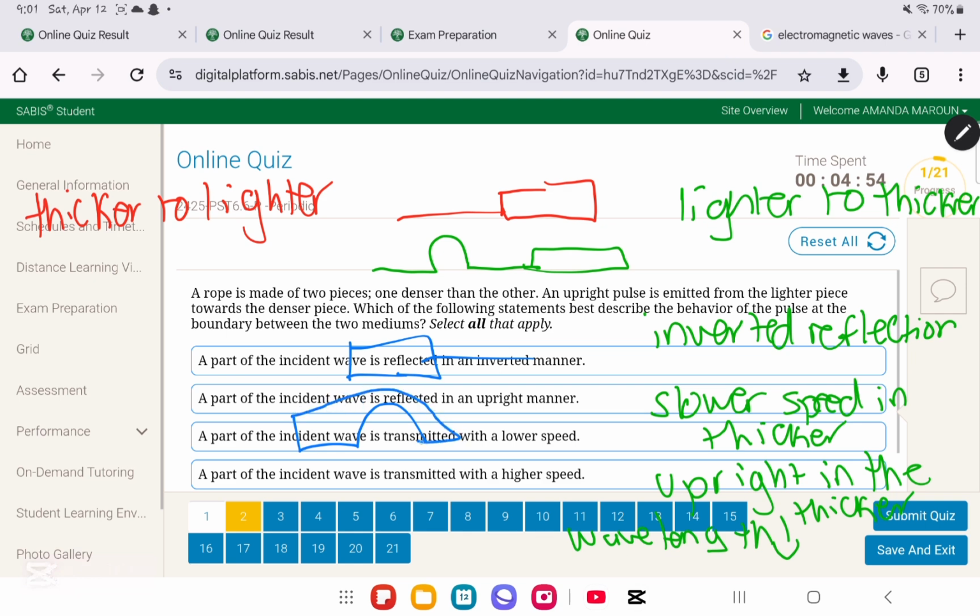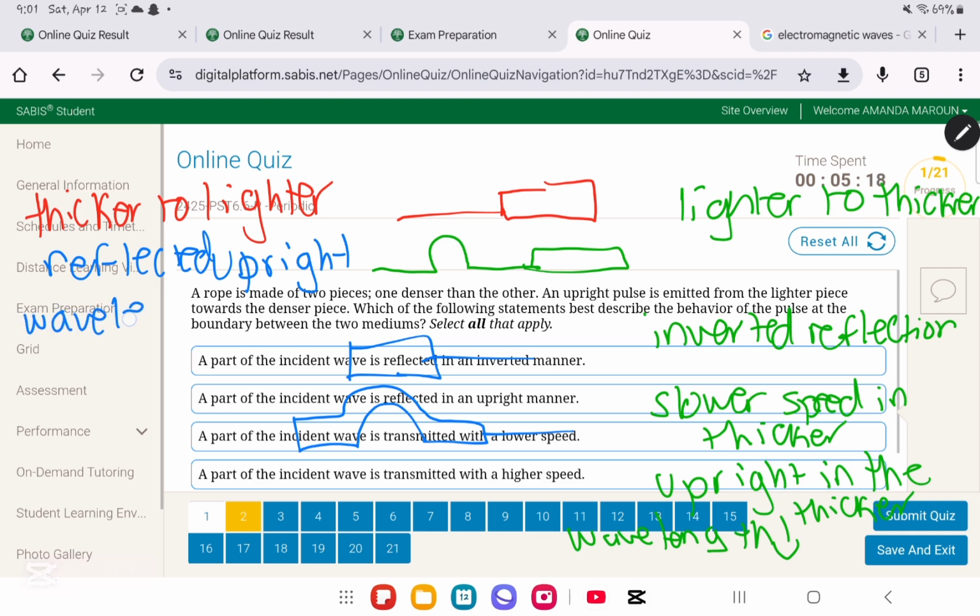Okay, so if the wave is going to go from the thicker to the lighter, then we will have that it is reflected upright. So the reflection is going to remain upright. The wavelength is going to increase, so wavelength increases. The frequency is going to stay the same. The frequency also stays the same over here, okay? So from lighter to thicker and thicker to lighter, the frequency is always the same.